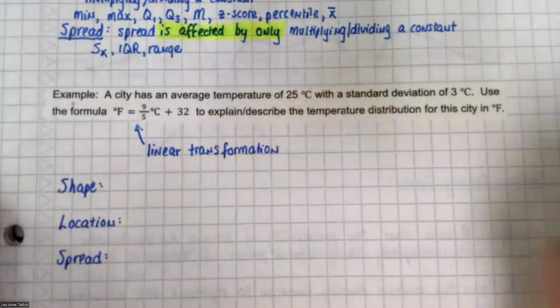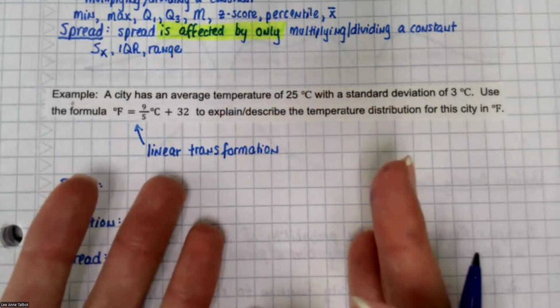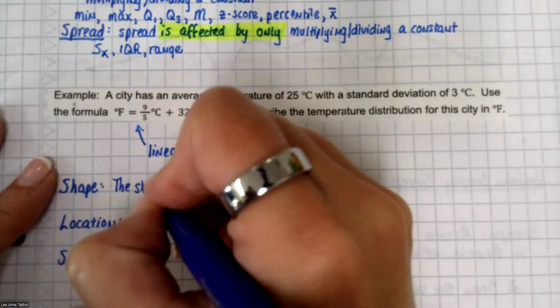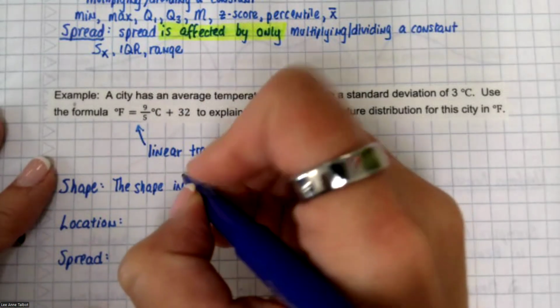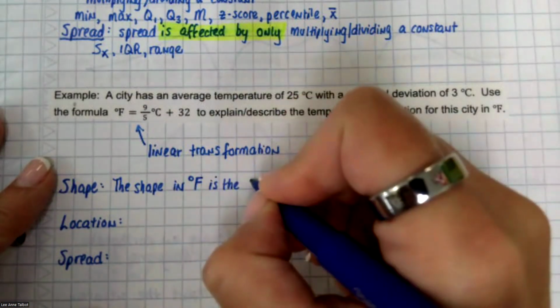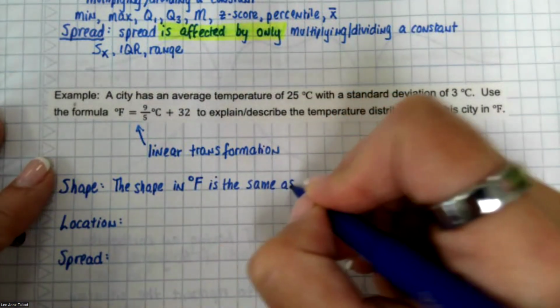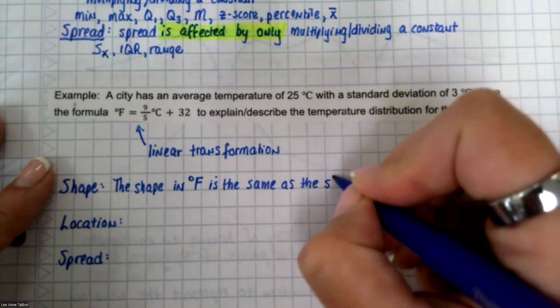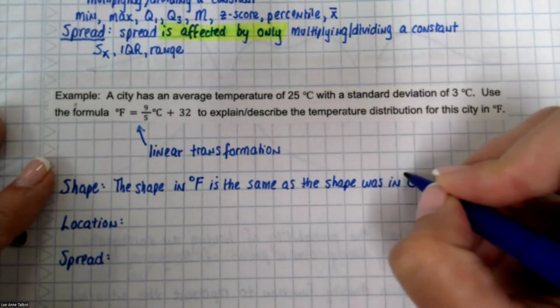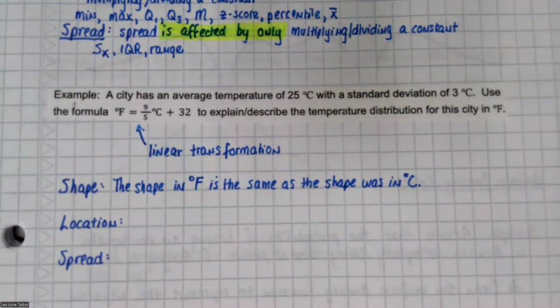So the shape, we don't know the shape of the original in Celsius. So what we're going to say is the shape in Fahrenheit is the same as the shape was in Celsius. We don't know what it was in Celsius, but we do know that whatever it was, it'll still be the same thing in Fahrenheit.